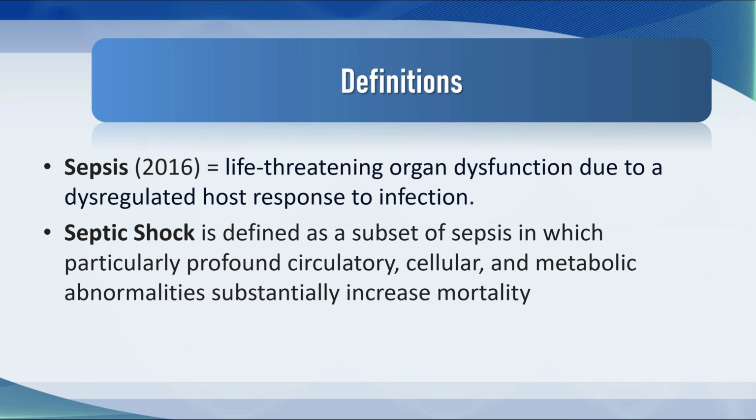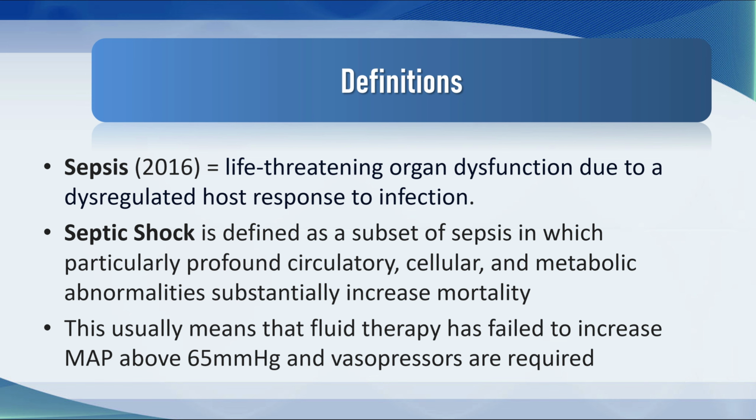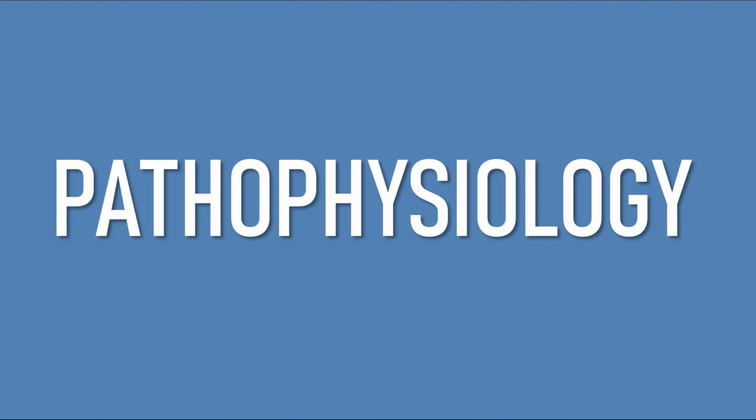And I think that the easiest way to think about septic shock is very simple. It usually means that fluid therapy in the setting of someone with an infection has failed to increase the mean arterial pressure above 65 millimeters of mercury, and vasopressors are required. Now let's take a quick look at the pathophysiology of sepsis.